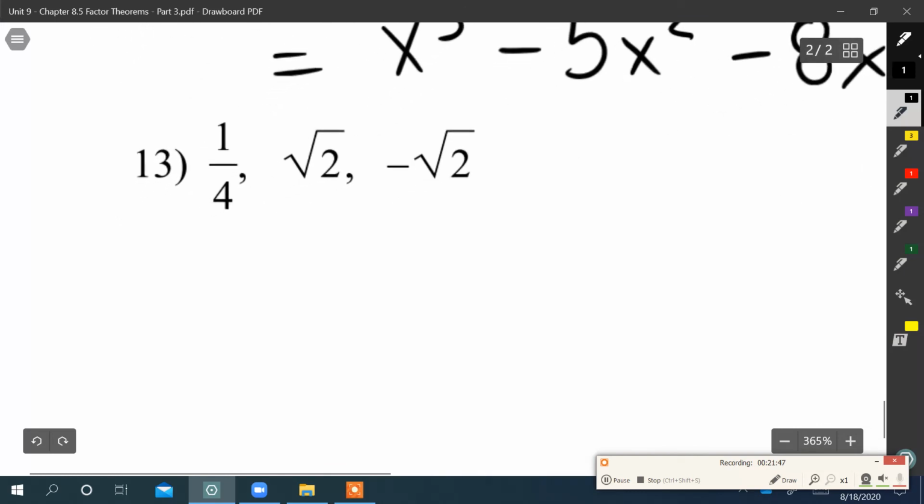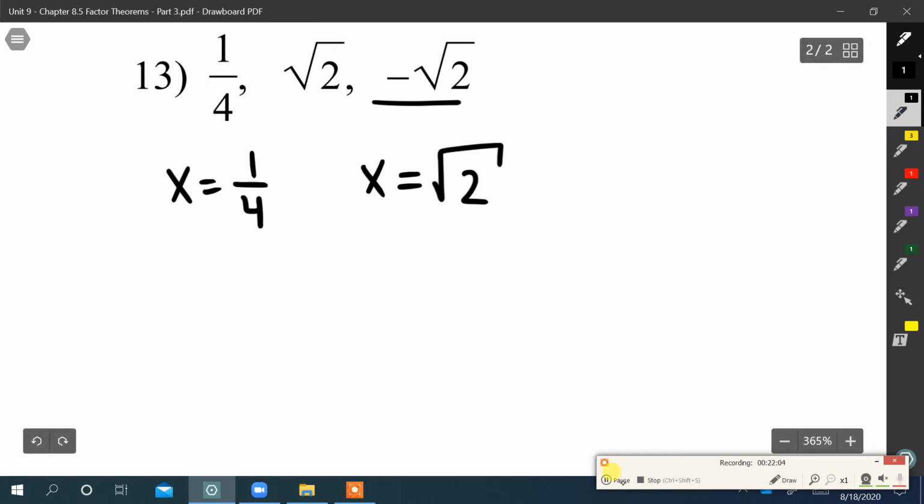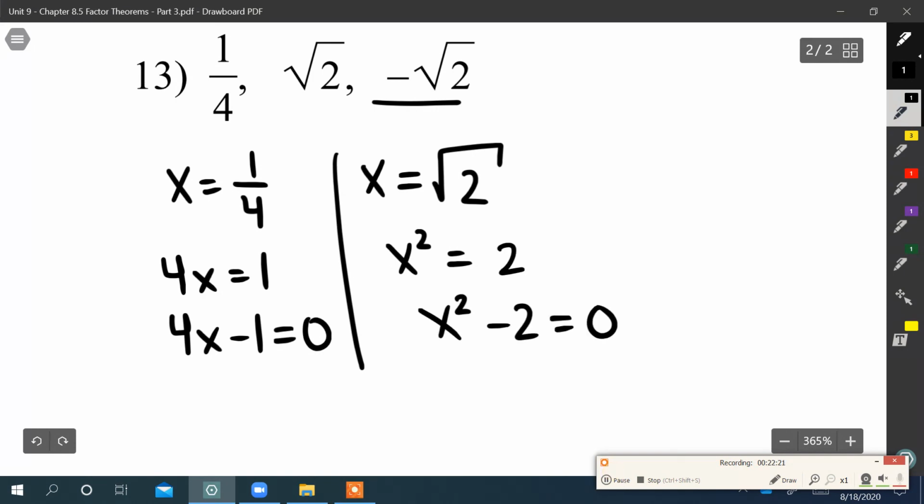Okay, so let's do the last one here. x is equal to 1 over 4. x is equal to square root of 2. And then this one here, I'm not actually going to do because I know that that's just an extra one. First of all, multiply times 4 on both sides, and then you get 4x minus 1 is equal to 0 for one of them. Square both sides on this one here. x squared is equal to 2. Then we have x squared minus 2 is equal to 0.